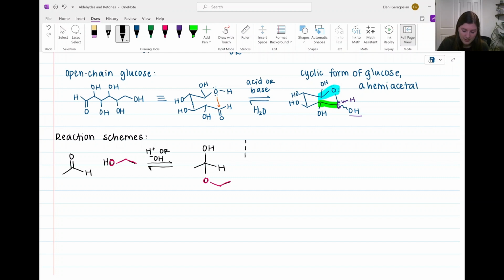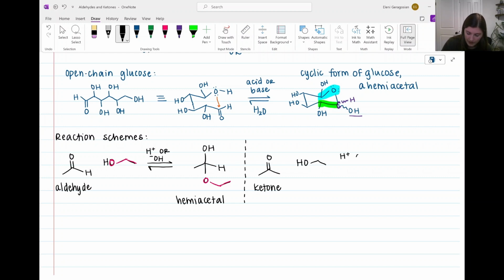The reaction mechanism, reaction scheme is very similar if we start with a ketone. Before we do that, let's just label everything. Over here we start with an aldehyde and we form a hemiacetal. And then if we start with a ketone, with the same reagents, we have some alcohol. Here I'll show ethanol. We have an acid or a base present.